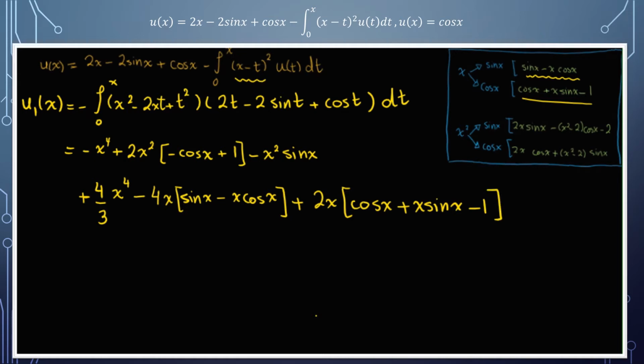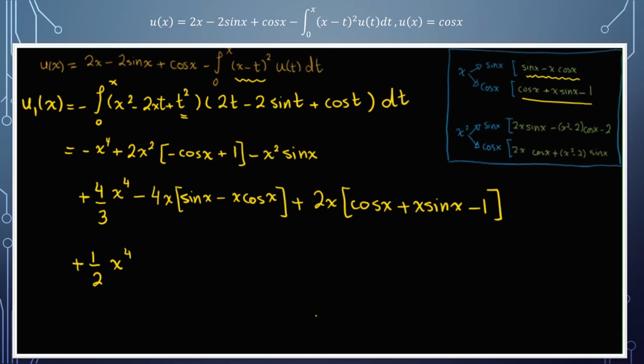Then we have the last term, t squared, plus we have t squared multiplied by t raised to 3. When we integrate it, it will be t raised to 4 over 4. 2 over 4 is half, and t raised to 4 from 0 to x will give us x raised to 4.